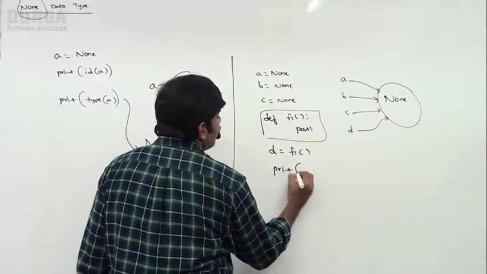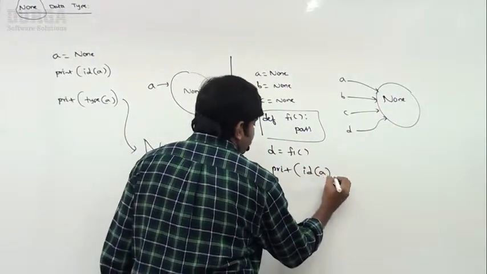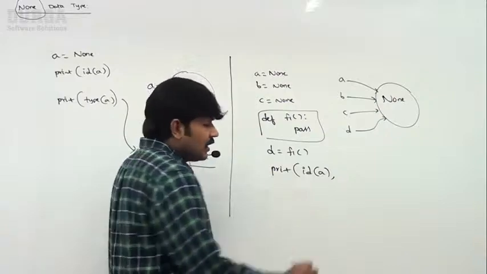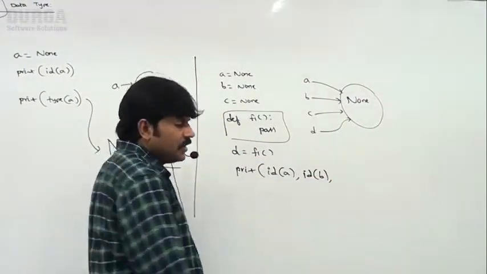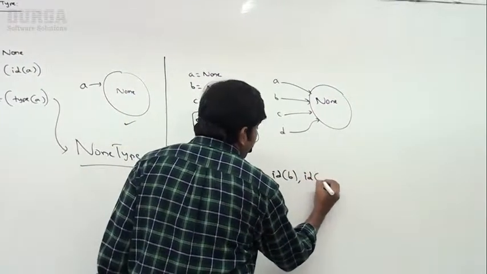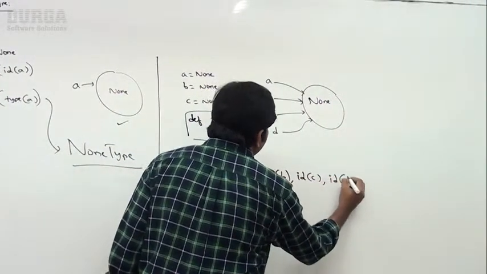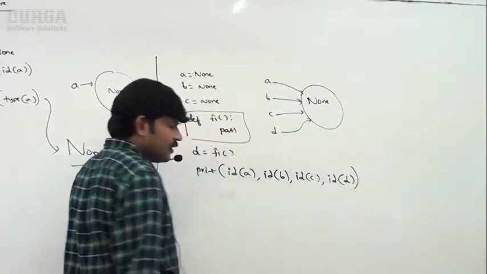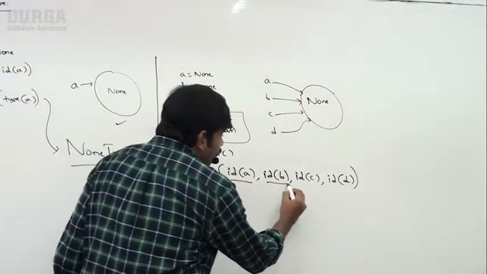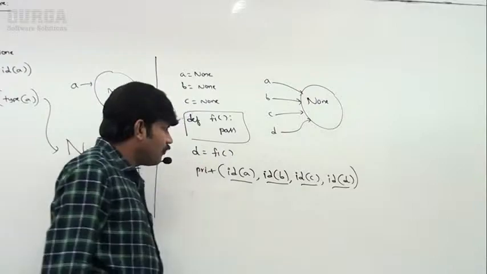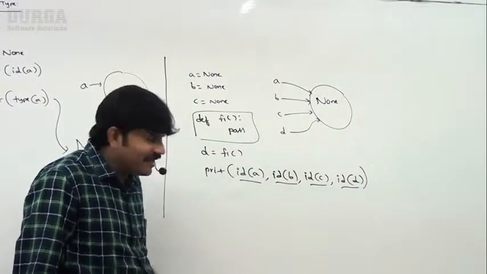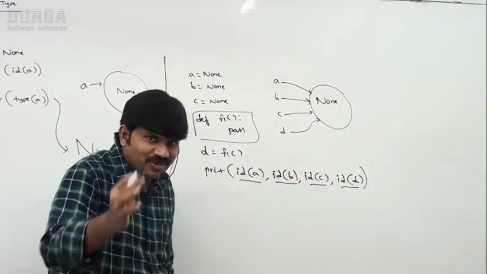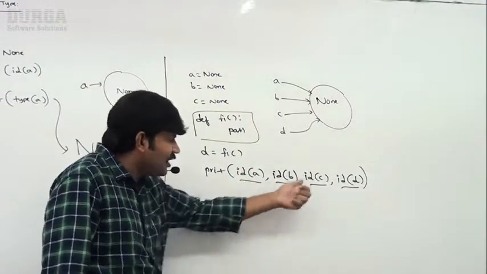Print of ID of A. What is the address of A? Next, ID of B. What is the address of B? Next, ID of C. Next, ID of D. Like this, right? Sir, now A, B, C, D, like four variables are available, right? In Python's print statement, any number of arguments you can pass, no problem at all. More flexibility. Any number of arguments.